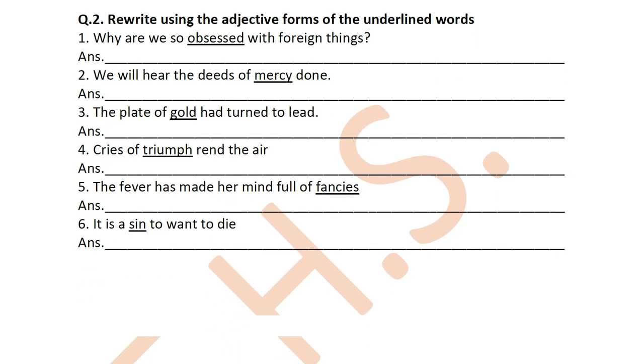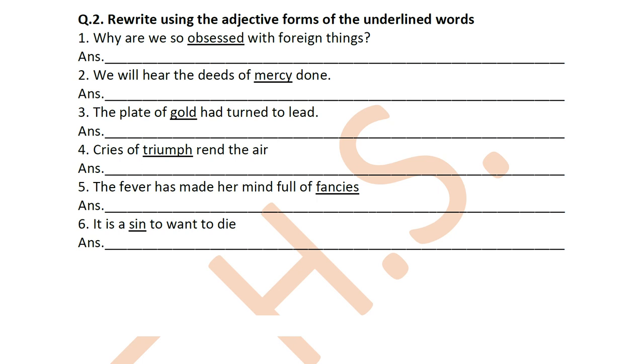Moving on to the next question. Rewrite using the adjective form of the underlined words. Here you have to make changes in the sentence if needed. Why are we so obsessed with foreign things? Here what you have to do is look at the word that's underlined. Obsessed. What is the adjective form of obsessed? Obsessive. So you have to make your sentence using the adjective form of the word and make changes in the sentence also. Remember, the whole sentence may not change, but you have to make at least some changes, otherwise it will not be grammatically right.